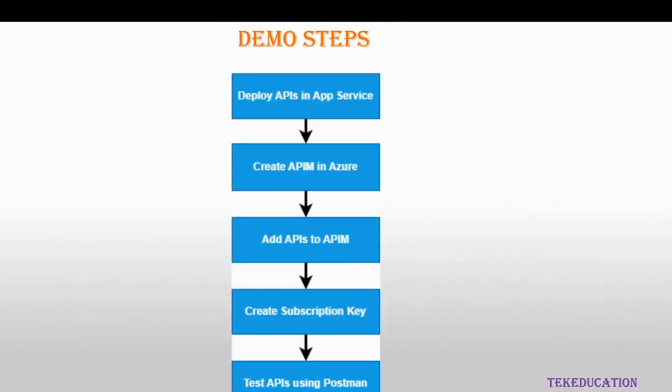First, we will deploy the APIs in App Service. Second, we will create APIM in Azure. Third, we will add the APIs we created in step 1 into the APIM. Next, we will create a subscription key. This subscription key is supposed to be passed to access the APIs. Without the subscription key, you will not be able to access the APIs. Finally, we will test these APIs via Postman.